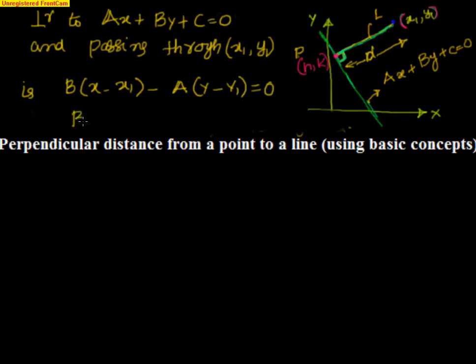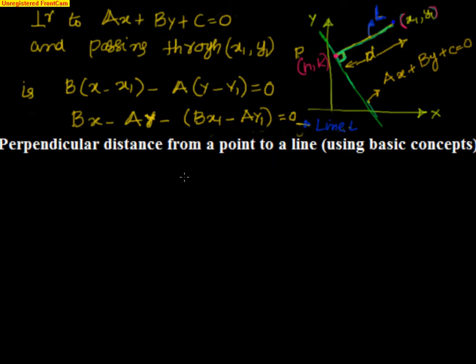This is nothing but bx minus ay minus bx1 minus ay1 equal to 0. This is the equation of the line. Now, what is this? This is nothing but the line L equation. So I hope you are with me. We have just found the equation of line L.